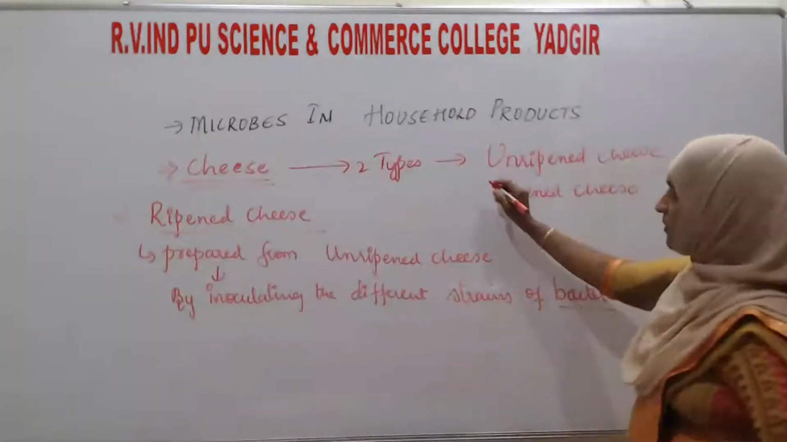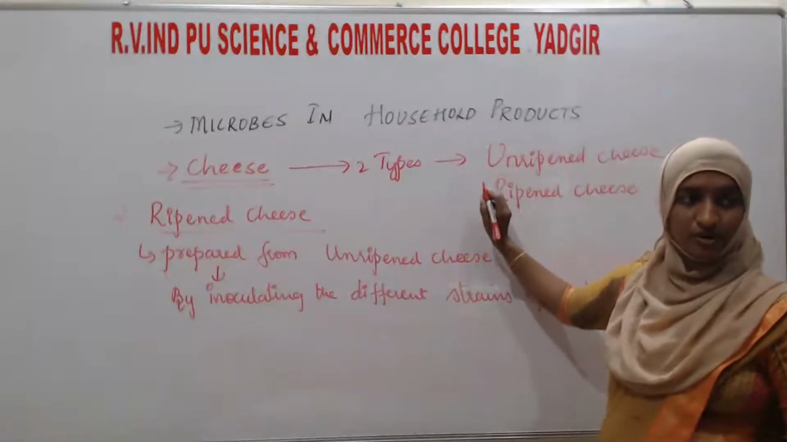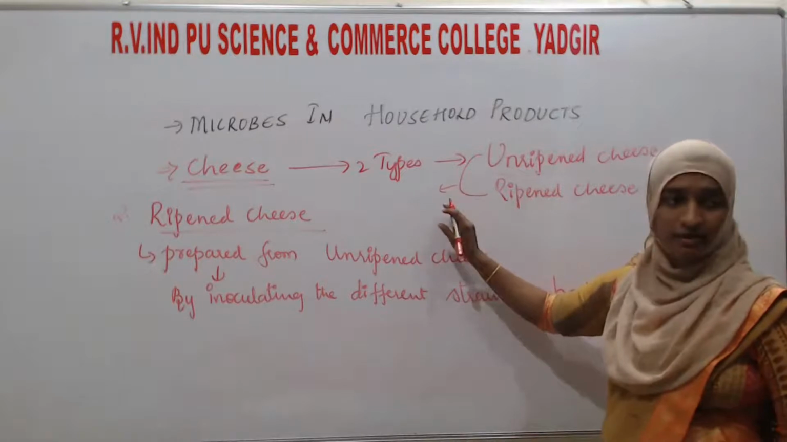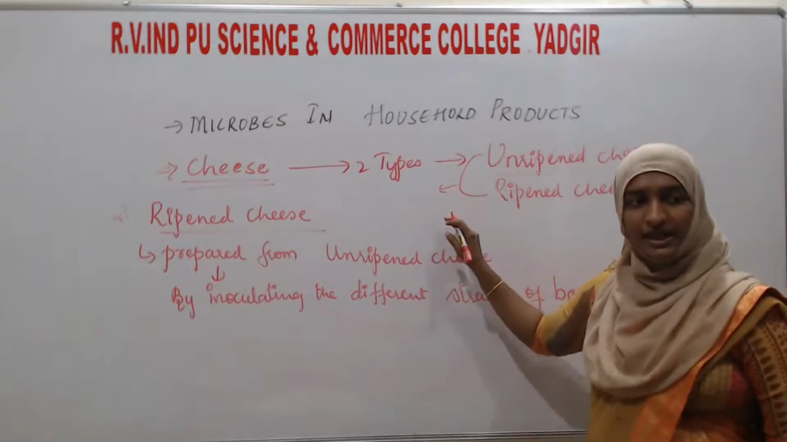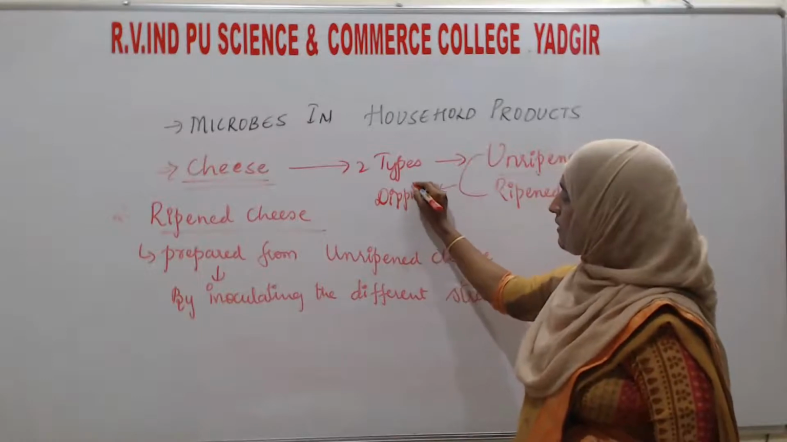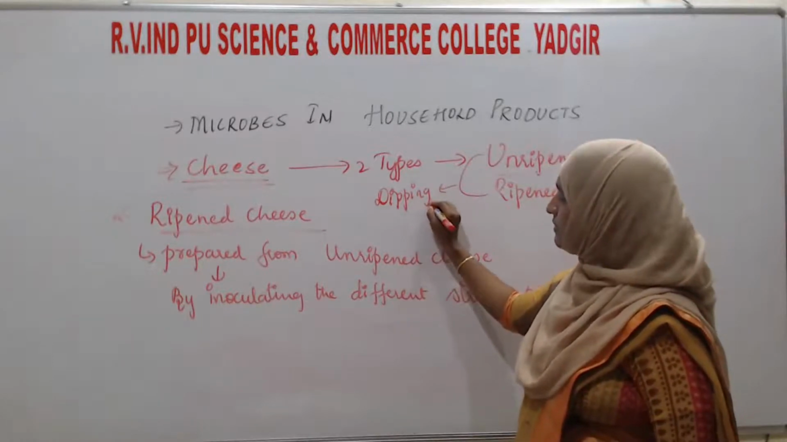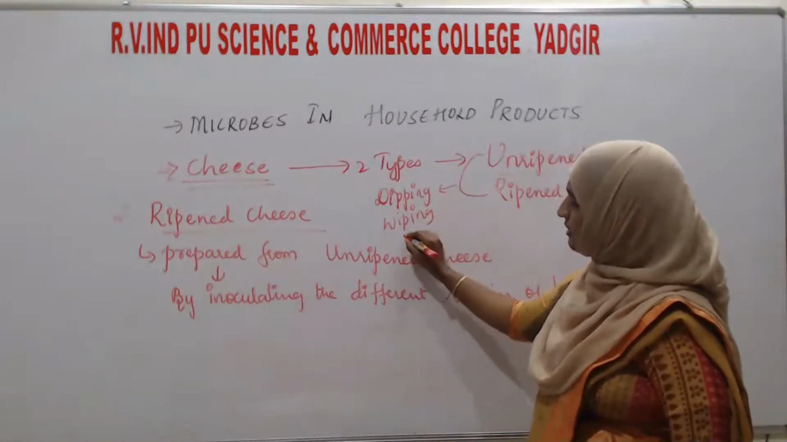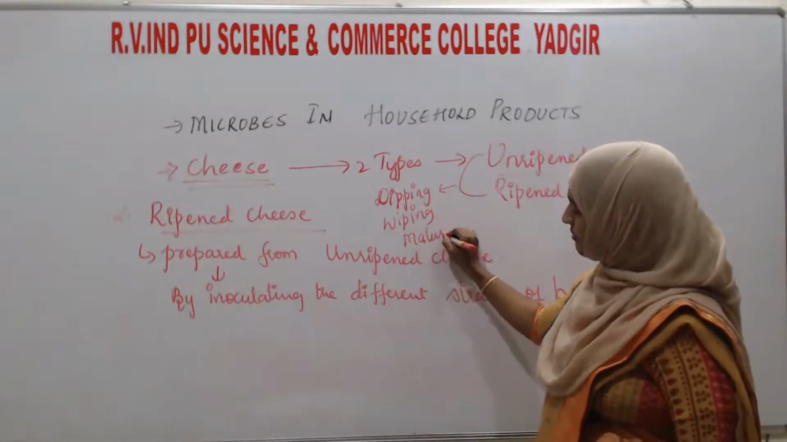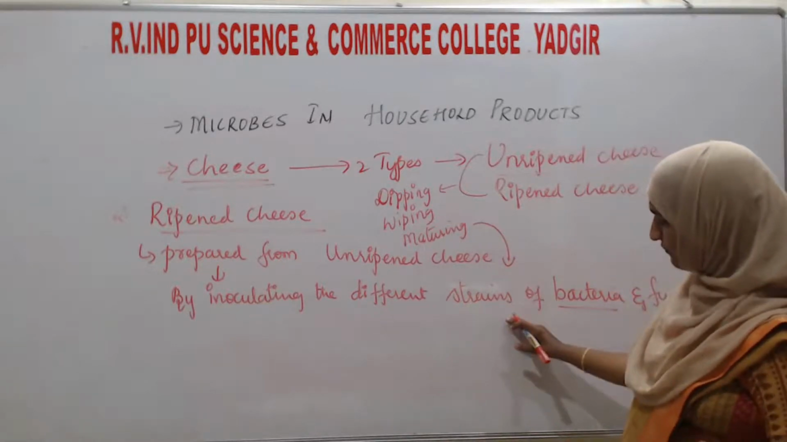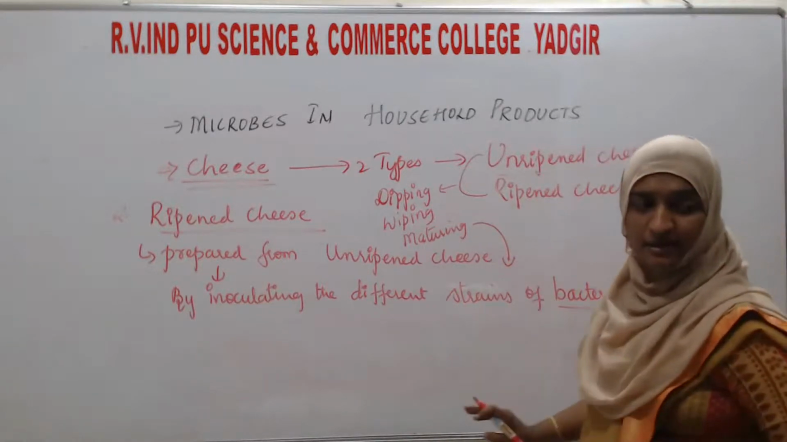See here, when the unripened cheese is taken for the preparation of ripened cheese, certain processes are implemented. What are they? Dipping, wiping, and maturing. Maturing by what? By the different strains of bacteria and certain fungi.